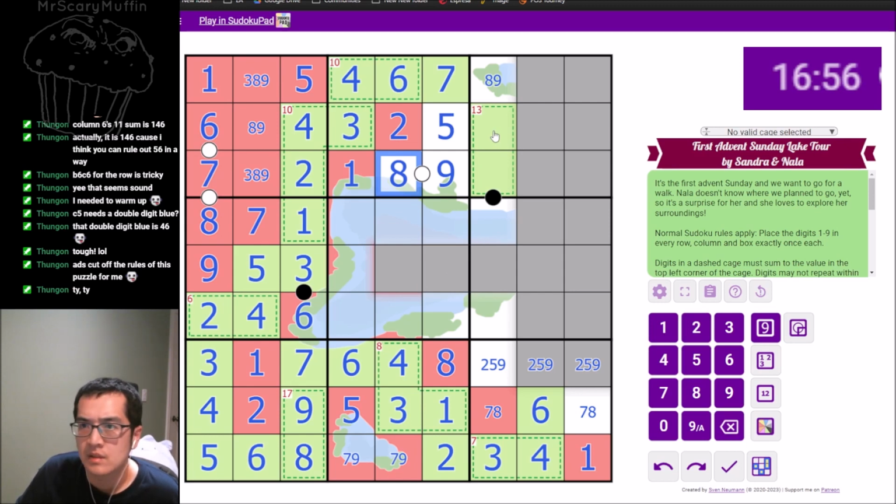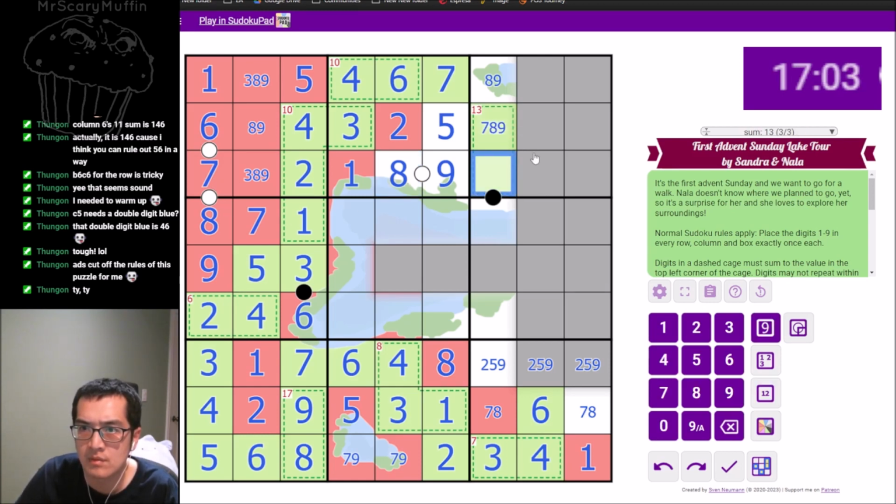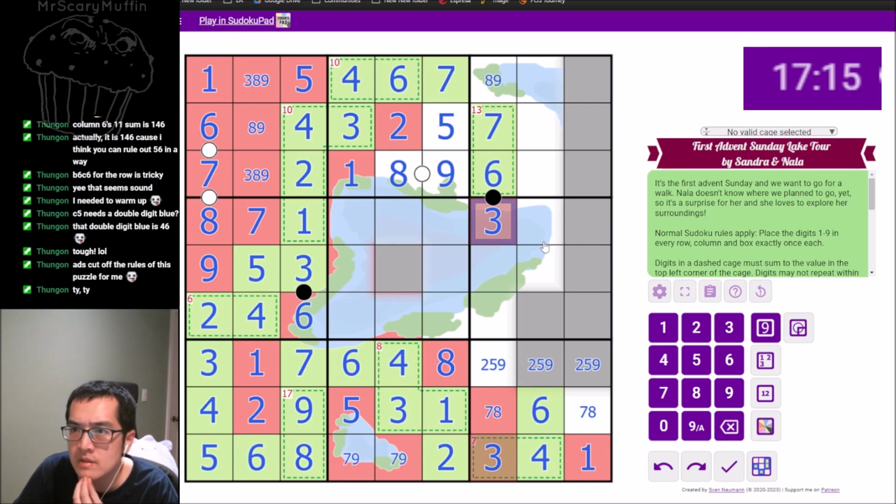What can this be? Be a lot of numbers. 7, 8, 9. Here, 6, 5, and 4. 4 and 9 is too far away. 5 and 8. So it has to be a 6, 7. That's a 3. Oh, wait, what?